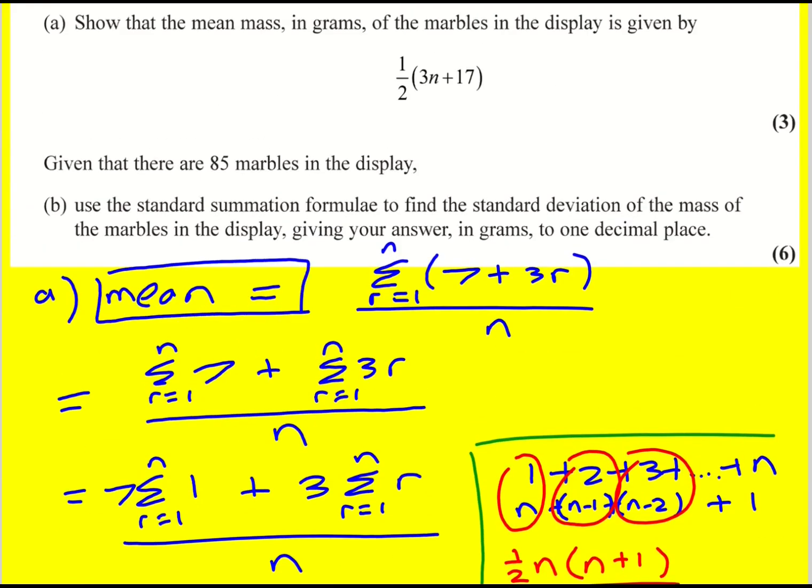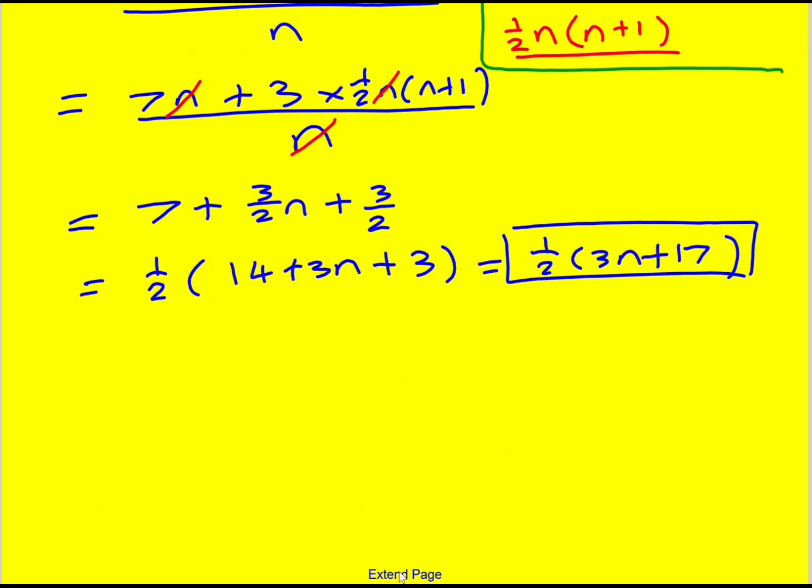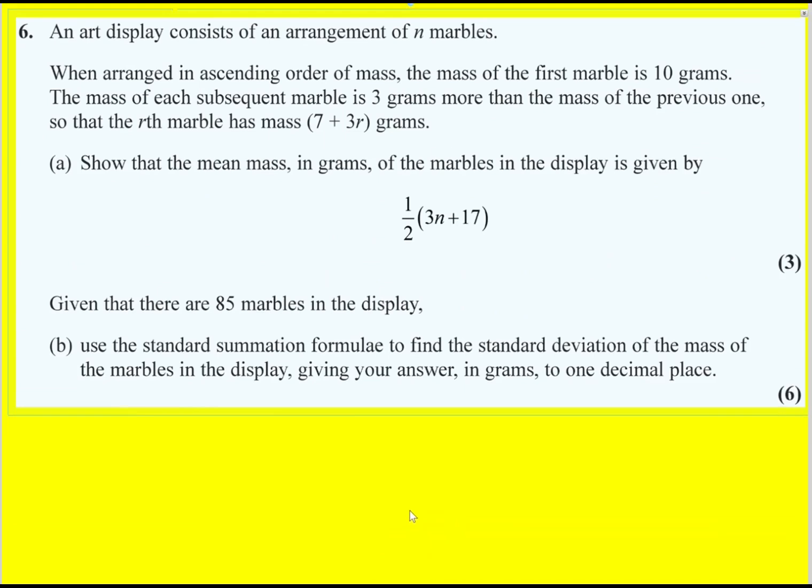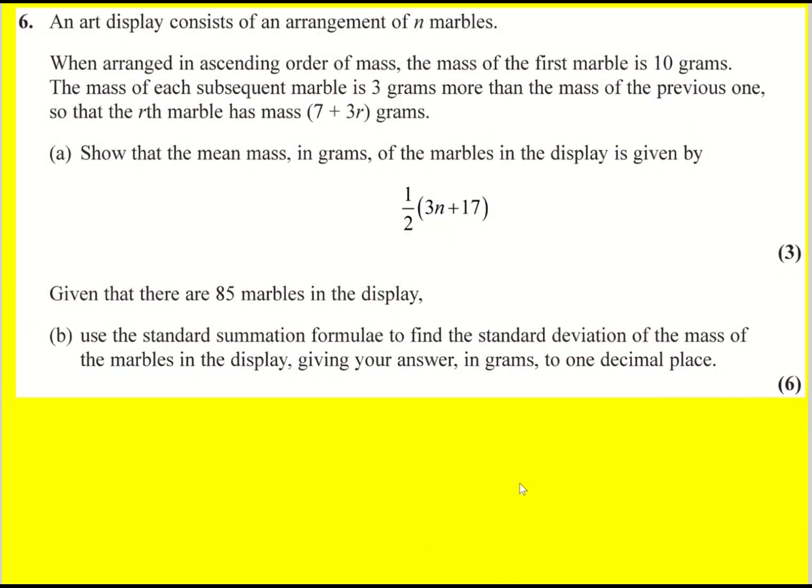So now, given that there are 85 marbles in the display, use the standard summation formula to find the standard deviation of the mass of the marbles, giving our answer in grams to 1 decimal place. Nice, linking in statistics into this. So I'm going to first of all go for the variance because it's just a little bit easier to calculate and write down. I don't need to bother writing the square root. I can just say the standard deviation squared.